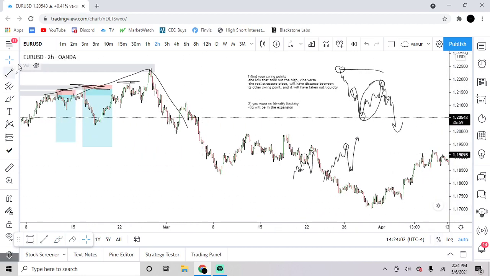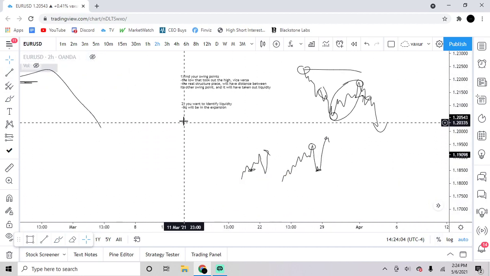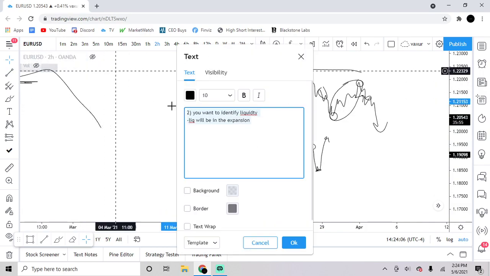So when I say you want to identify liquidity, that doesn't mean only the expansion liquidity. And we'll go over inducement liquidity eventually down the line when we get into order blocks and my buy and sell model.